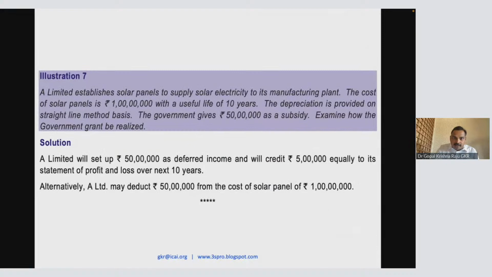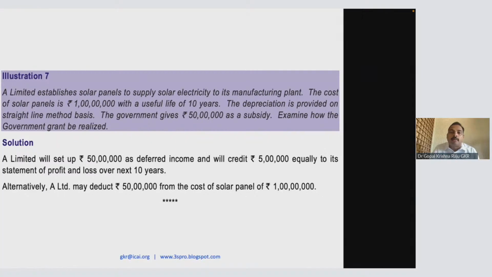Okay. Now please look at this. This is a classic example for your capital approach. There is a company which establishes a solar panel, which is 1 crore, useful life is 10 years. The depreciation is on straight line. The government gives 50 lakhs as subsidy. How can the grant be realized? Okay. So one way is to set up 50 lakhs as deferred income and credit 5 lakhs equally over the P&L account. Alternatively, deduct 50 lakhs from the cost of the solar panel and only 50 lakhs will be there. So the second method is your capital approach. The first method is your P&L approach, otherwise called income approach. So I'm sure both are clear to you.